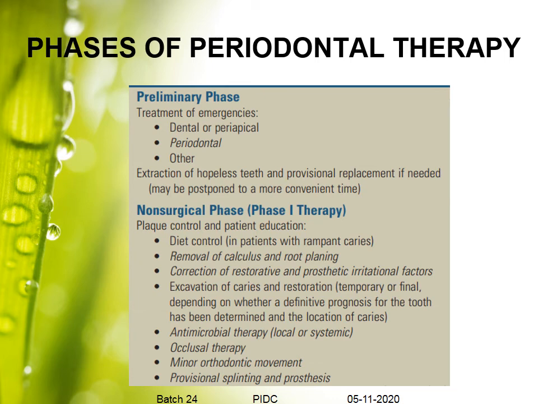The phase 1 therapy, or the non-surgical phase, includes plaque control and patient education, wherein diet control, removal of calculus and root planing, that is your scaling and root planing, come under the non-surgical phase. Correction of restorative and prosthetic irritation factors, excavation of caries and restoration, antimicrobial therapy, occlusal therapy, minor orthodontic movement, and provisional splinting and prostheses come under this.